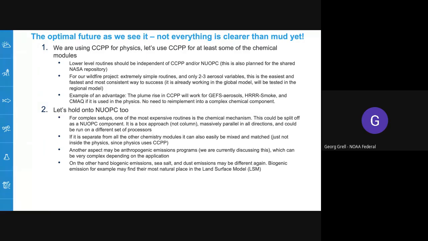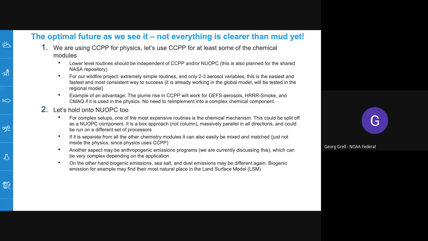And the third bullet here, an example of an advantage: the plume rise, for example, in CCPP will work for GEFS aerosols, for HRRR smoke, and CMAQ if it is used in physics, without any modification. No need to re-implement it into a complex chemical component. But I would advertise also to hold on to NUOPS. The biggest possible advantage I can see there is that you can split off the chemical mechanism at some point and run that massively parallel, truly massively parallel, because it is even parallel in the vertical direction.